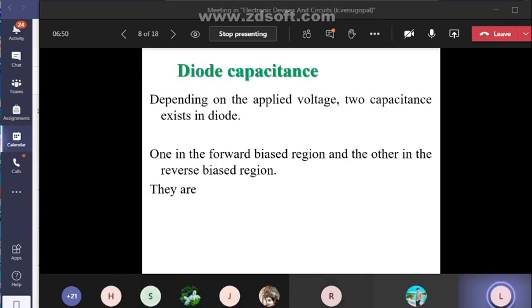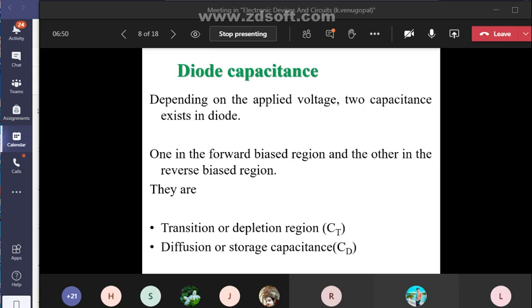Next is diode capacitance. Depending on the applied voltage, there are two capacitances in the diode, one in the forward biased region and the other in the reverse biased region. The two capacitances are transition or depletion region capacitance, CT, and diffusion or storage capacitance, CD.